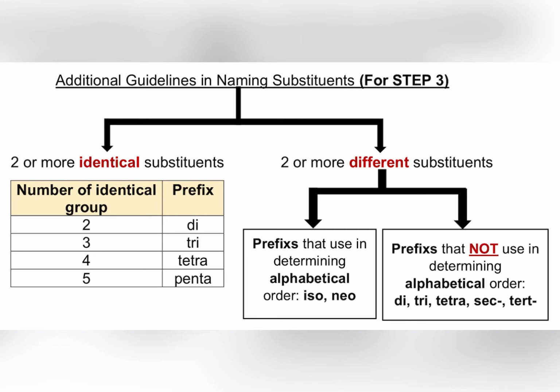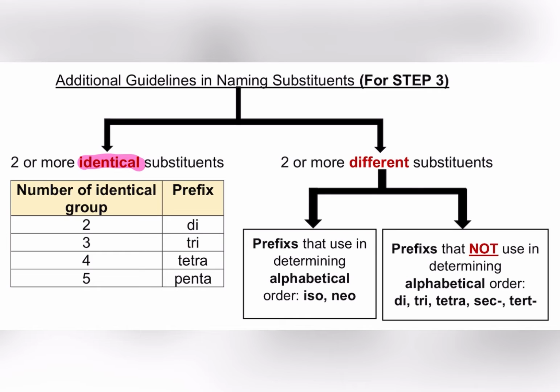When you want to give the name for step 3, there will be additional info that you have to understand. If you got 2 or more identical substituents, you have to give the prefix in front of the name for your substituents. If you got 2 of them, it will be di. If you got 3 of them, it will be tri. 4 of them, you call it tetra, and 5 of them will be penta. That's for 2 or more identical substituents.